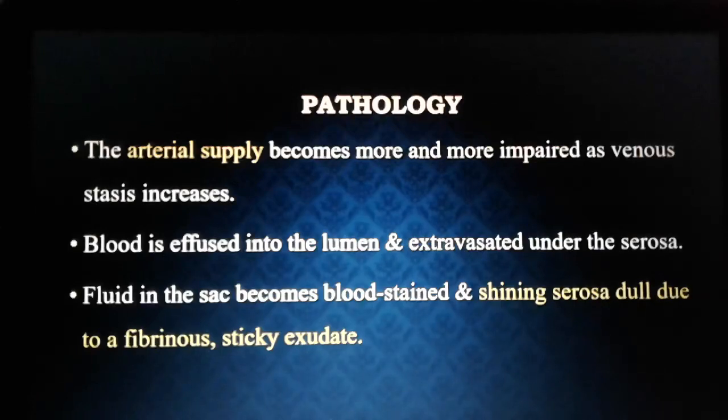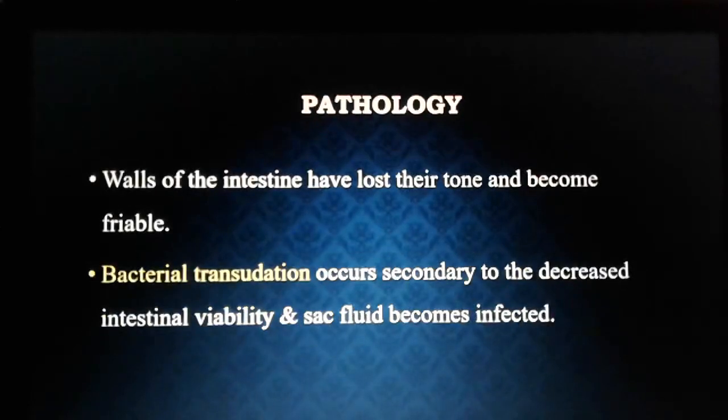At this stage, the walls of the intestine will lose their tone and they will become friable. Easy tearing is there while operating on these types of patients. At this stage, it is very difficult to handle the small intestine, as the wall is friable. At this stage, the patient is in septicemia starting. The bacterial transudation occurs secondary to the decreased intestinal viability, and at this stage the fluid in the sac will become infected.